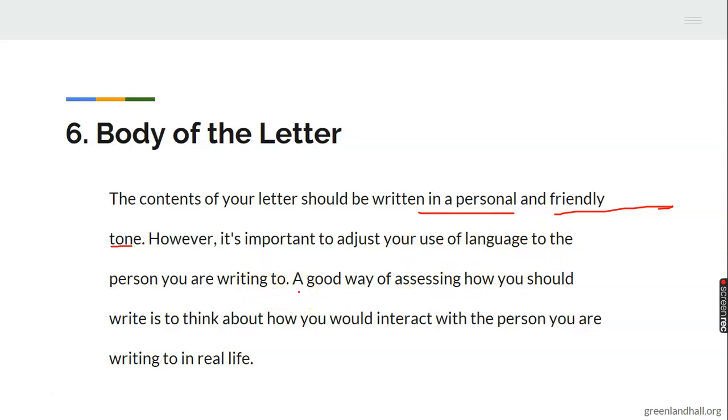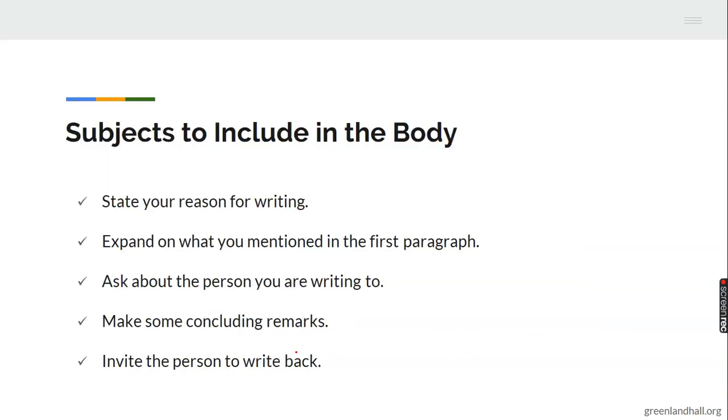What am I trying to say? A good way of assessing how you should write is to think about how you would have interacted with the person if you were speaking with the person in real life. So the way you write should also reflect the person you're writing to. The person you're writing to is someone you know, and so you write in a tone as if you are talking to him face to face in real life. Okay? So that's how the body of the letter should be.